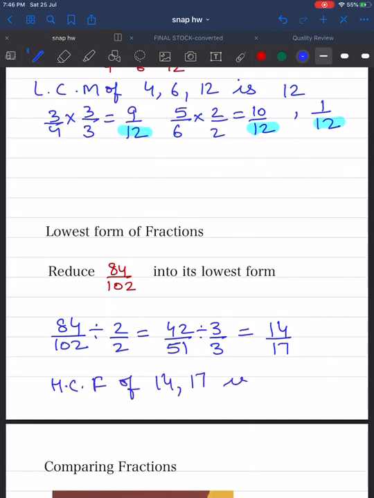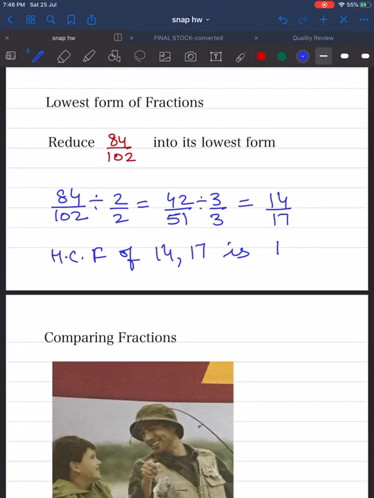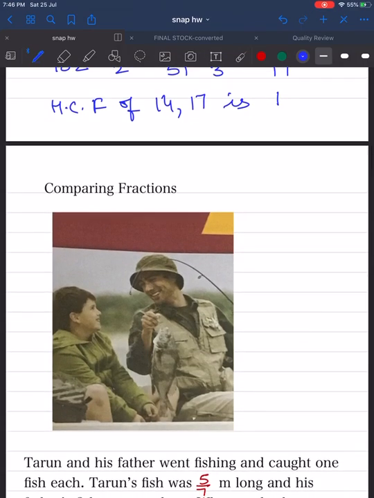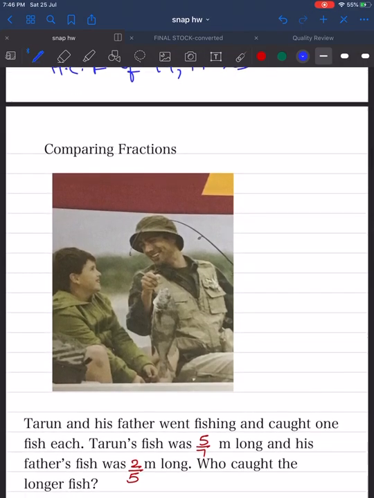Now the HCF of 14 and 17 is 1. So they can't be reduced further. So the lowest form is 14 on 17.